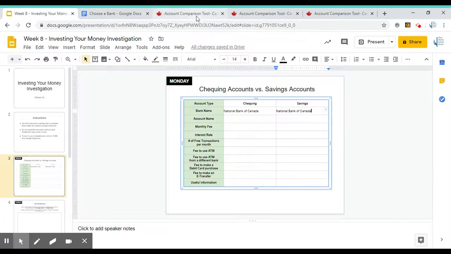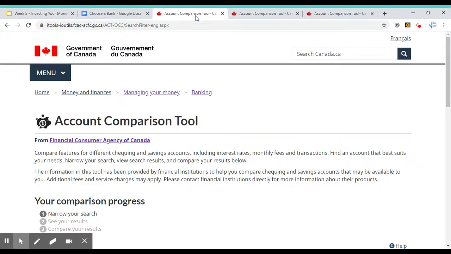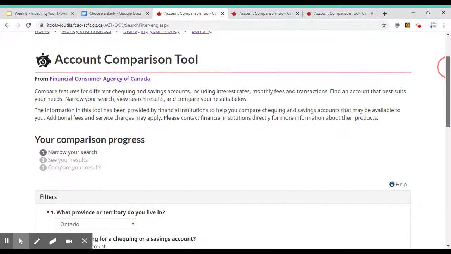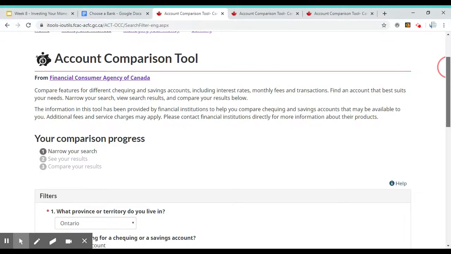So in Google Classroom, there is a link to the website that we're going to be using to find this information today, and I've already gone there. It's from the Financial Consumer Agency of Canada, and it's their account comparison tool. So it's actually really helpful. They have all sorts of different bank accounts in here, so you can compare their interest rates and how many transactions you're allowed and what their fees look like.